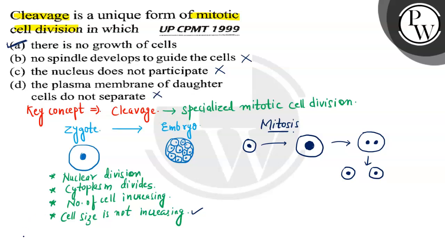So from all these, what have we concluded? We have concluded that the correct answer here will be option A, that is, there is no growth of cell taking place during cleavage. When cleavage is happening, at that point there is no growth of cell. That is why the size of the cell will be the same in both the zygote and the embryo. So the final answer will be option A.